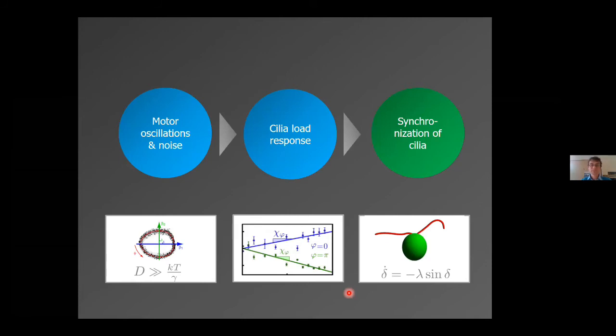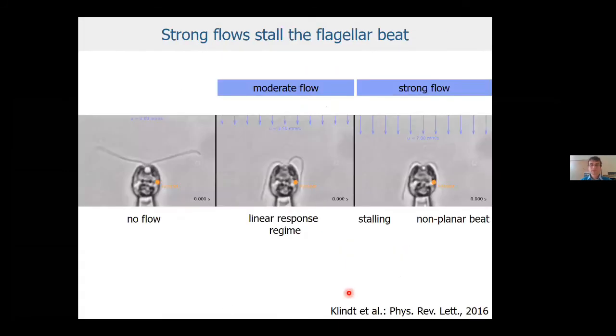Hi, Benjamin, I had a question. In the video that you showed just a couple of slides earlier, at high flows, it looks like only one of the cilia is beating and the other one is more or less stuck. Is there some systematics, or is this just some initial condition that just picked out one of the cilia to beat?